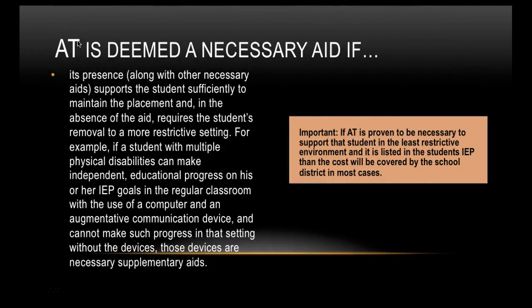How do we determine if AT is a necessity? If AT's presence, along with other necessary aids, supports the student sufficiently to maintain the placement, and in the absence of the aid requires the student's removal to a more restrictive setting. For example, if a student with multiple disabilities can make independent educational progress on his or her IEP goals in the regular classroom with the use of a computer and an augmentative communication device, and cannot make such progress in that setting without the devices, those devices are necessary supplementary aids.